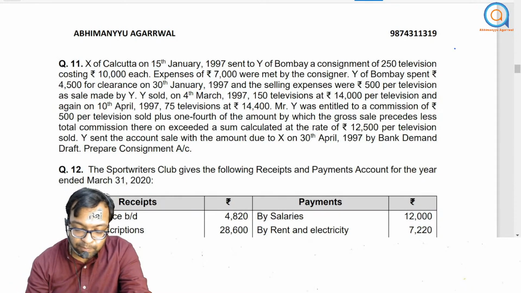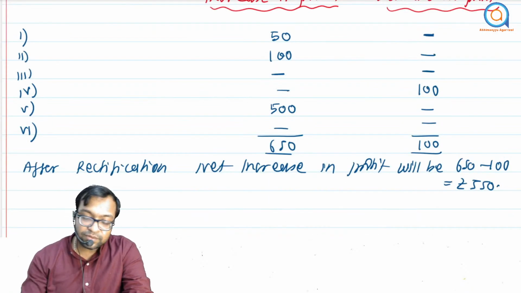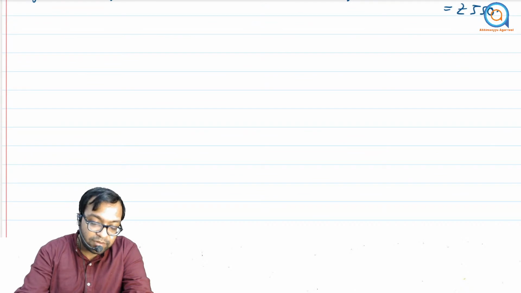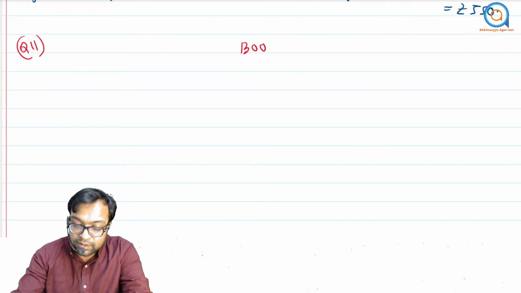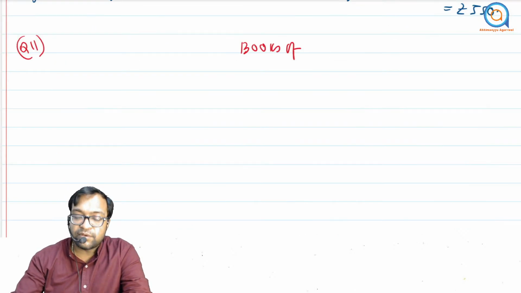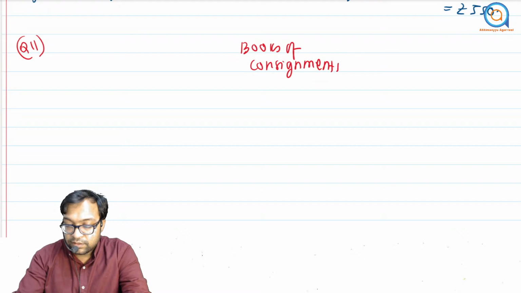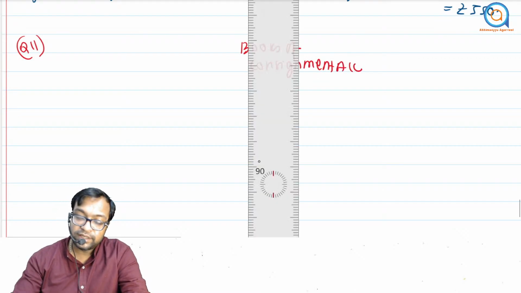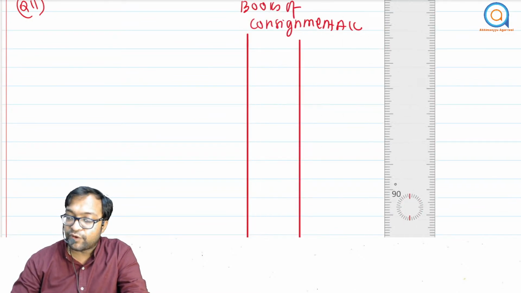What are they saying? Prepare consignment account. So when they are saying consignment account, I am writing here question number 11. Books of consignor. Okay, we will write the name of the consignor later on. Which account to prepare? Consignment. Sir, you did not read the sum at all. I will read it in 1 minute now. Let's be ready with the format now.